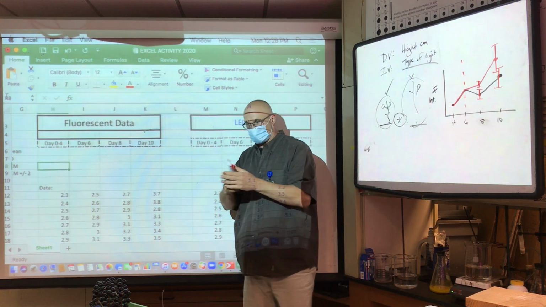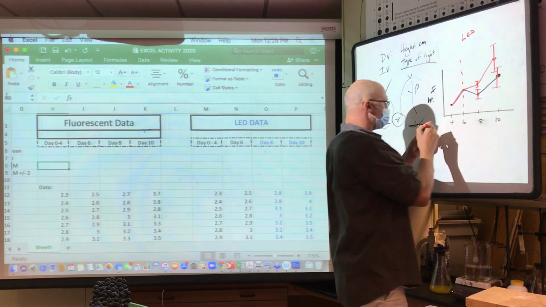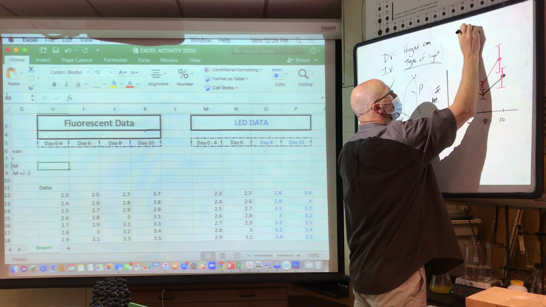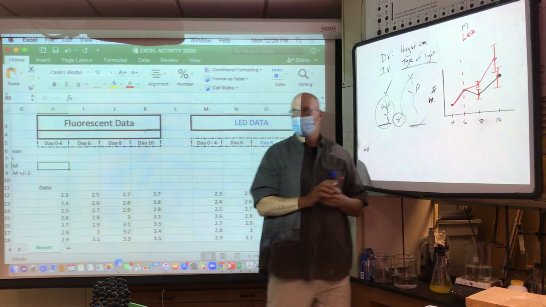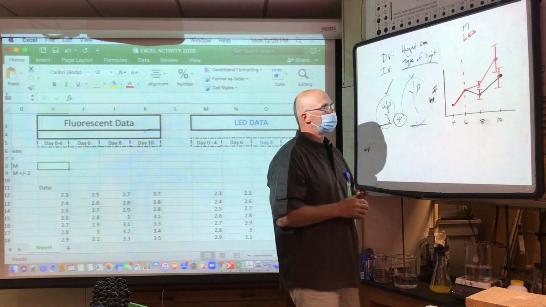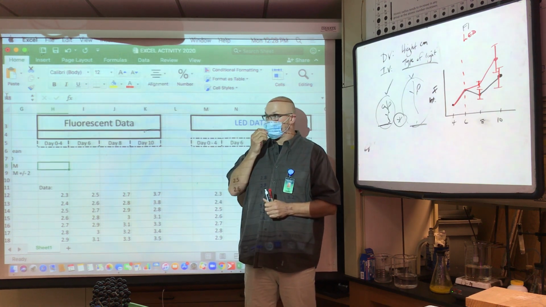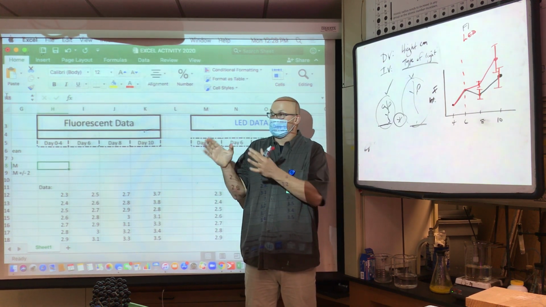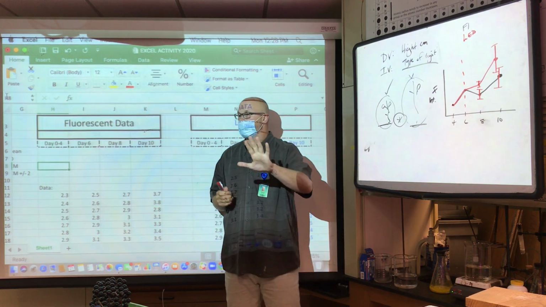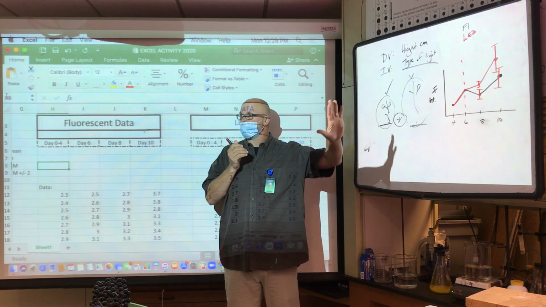Let's make red LED, and black is fluorescent. Yeah, Will? That LED allows the plants to grow faster than fluorescent. Okay, you're jumping right into a conclusion. Let's just go right into results. Results is just looking at the data, and what does the data say? The conclusion is an interpretation. We'll get there. So let's just talk about what the data speaks to.